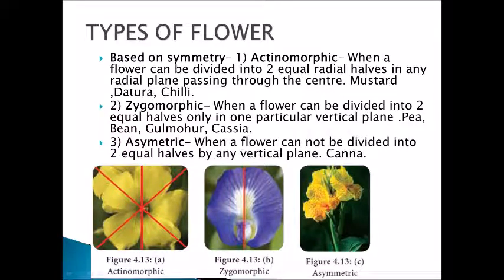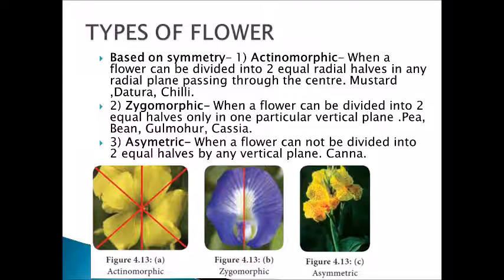In this actinomorphic flower, you can see these are different planes, radial planes. This circular flower, if you consider, this becomes the radius. So these are the radial planes, and in any of these plane, if you cut the flower, it is divided into two equal halves, and such flower is called as actinomorphic flower. The example is datura, chili or mustard.